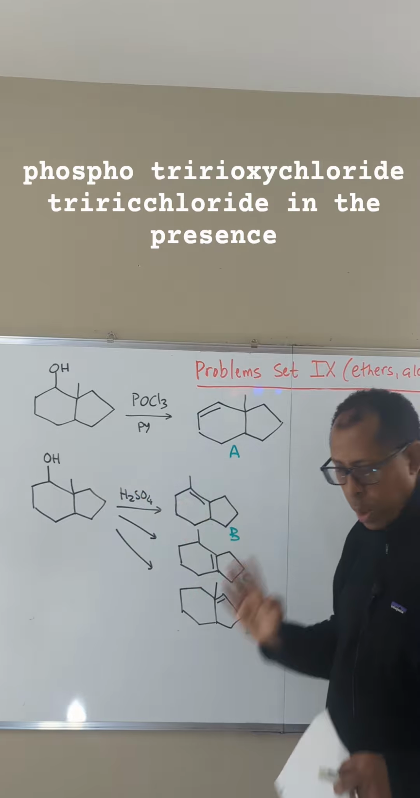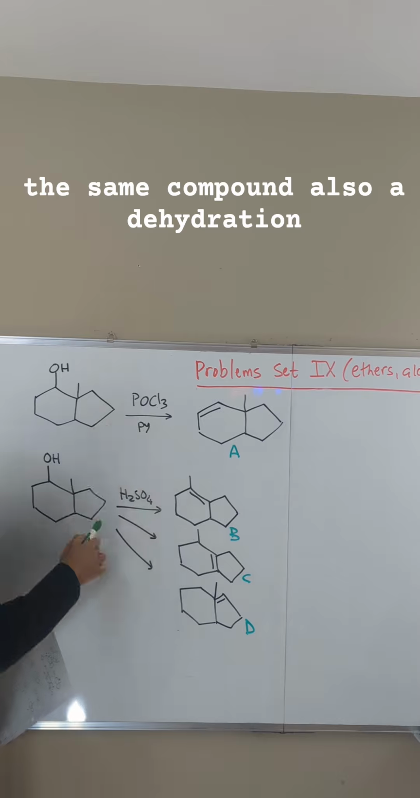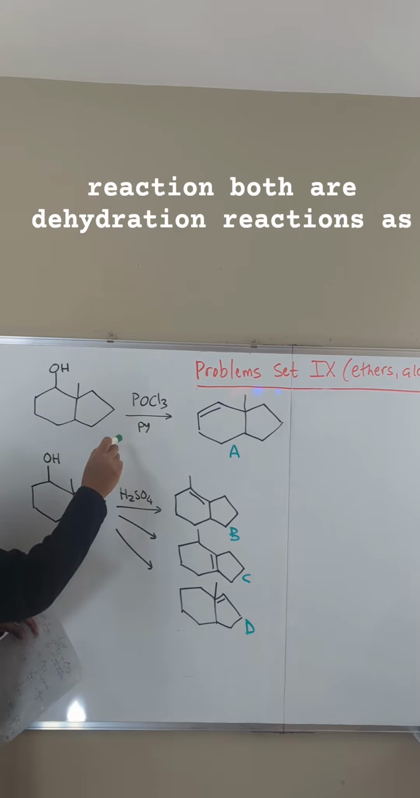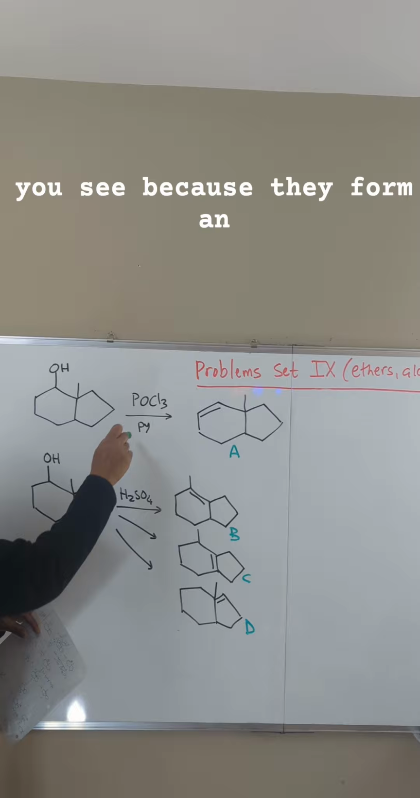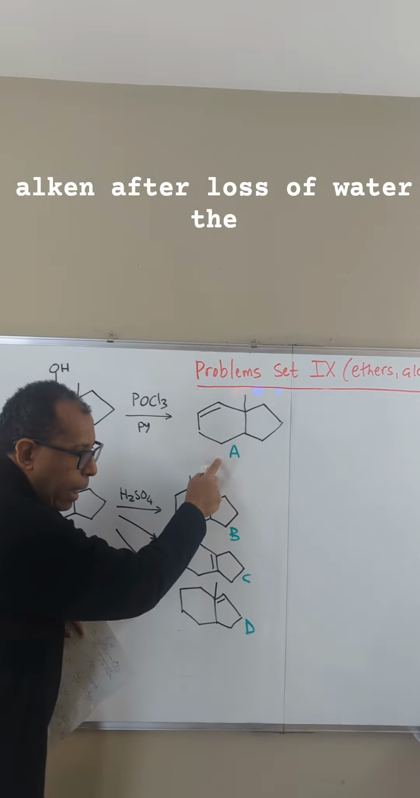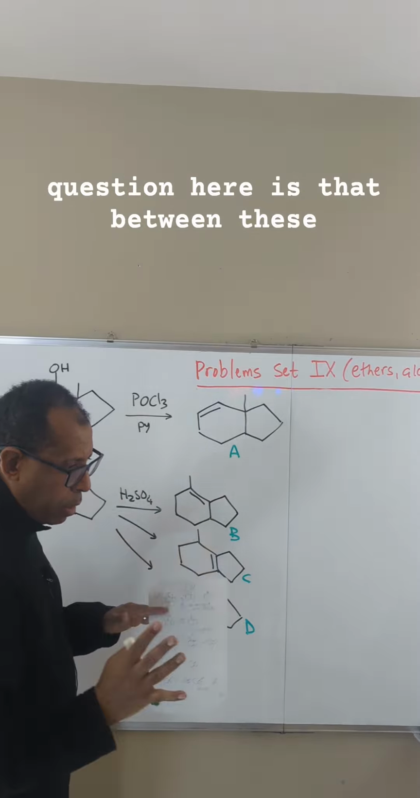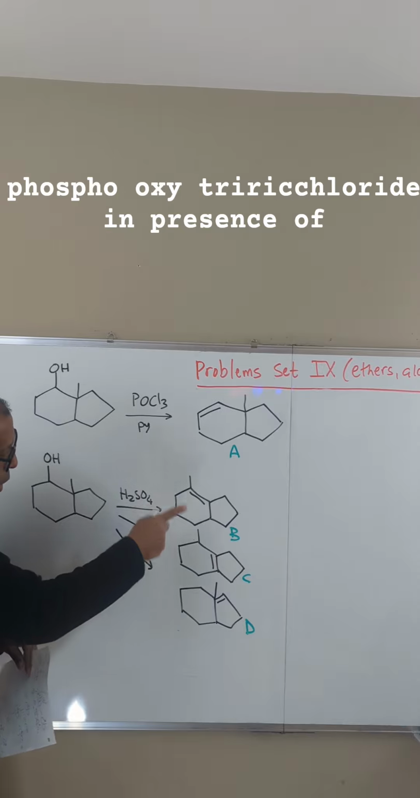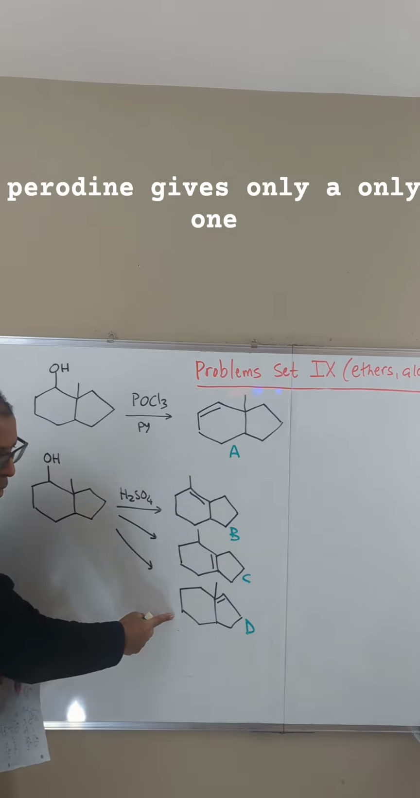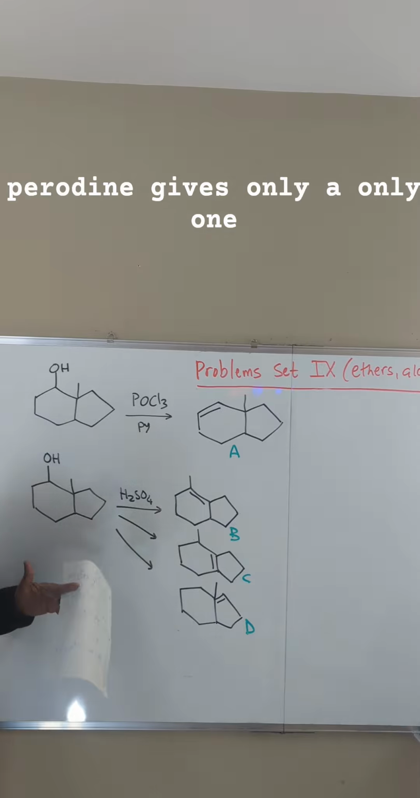The question here is that between these two reagents, the top one, the phosphorus oxychloride in the presence of pyridine, gives only one single product, purely that alkene. But in the presence of sulfuric acid, you get compound B, compound C, compound D. Three different compounds in the product mixture. So the question is, show mechanistically why that is true. Why is that the reason?